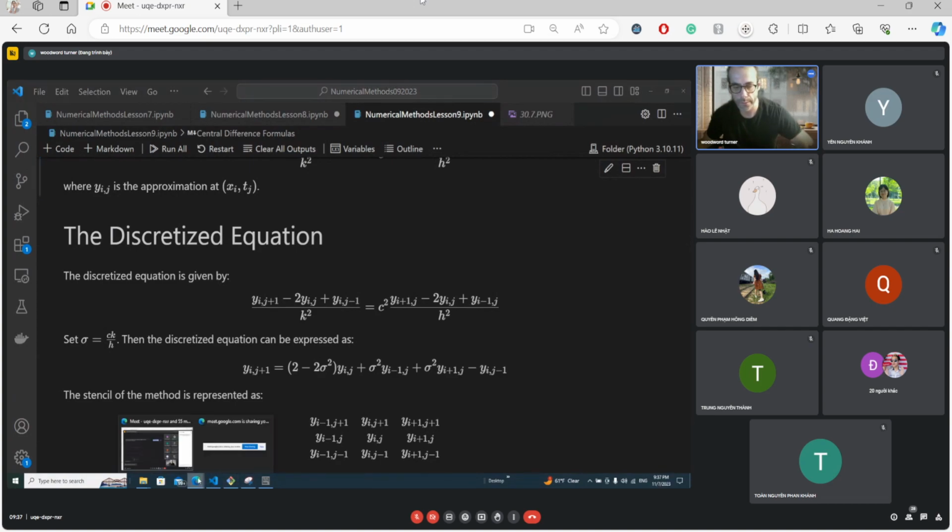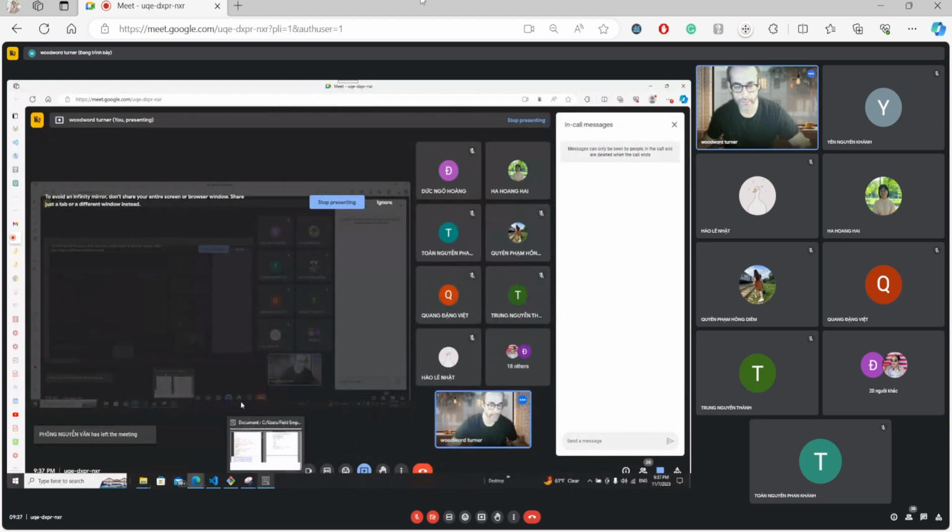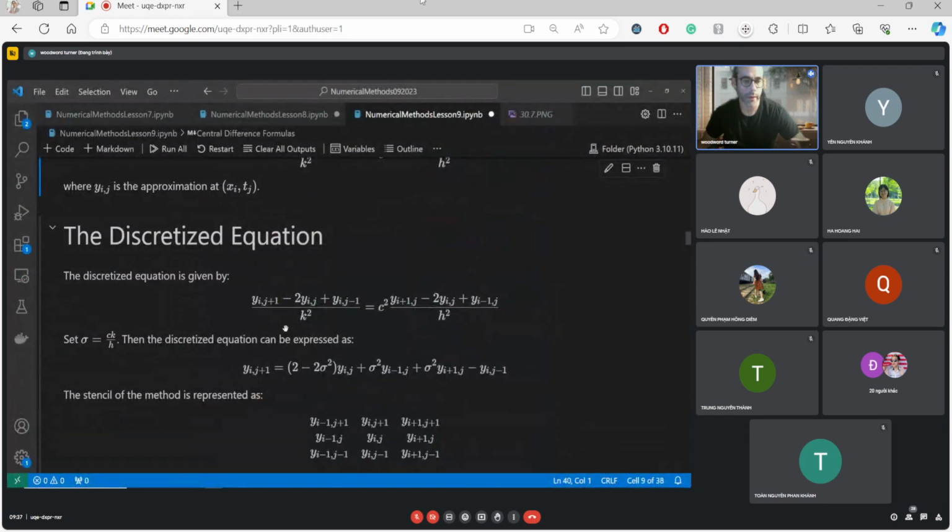So this last term here, the reason I include it is because this is where your error term will come from. If you need to do some calculations to get the accuracy that you want, then you'll use this error term.